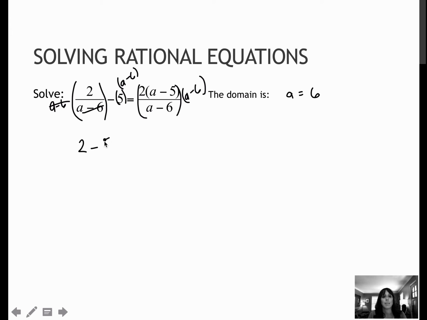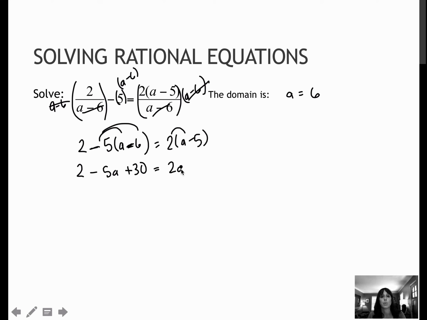For the second, I get minus 5 times a minus 6, which we'll have to distribute. And for the third, I get 2 times a minus 5, which I'll have to distribute because the a minus 6 is canceled. So distributing the minus 5, I get minus 5a and plus 30. Be careful on that one. I've got a minus and a minus. That's not equals, that's minus. Here I have 2a minus 10 by distributing.